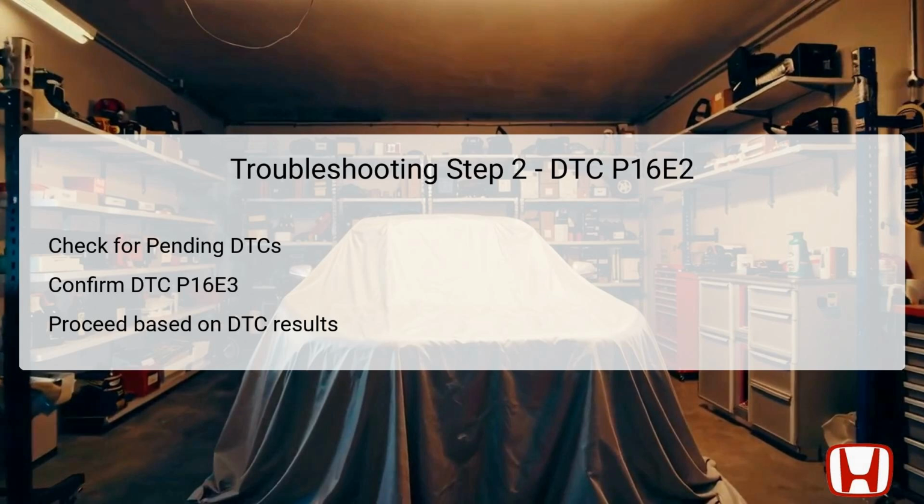During the second troubleshooting step, check again for any pending or confirmed DTCs using the HDS. Particularly, confirm if DTC P16E2 indicates a PGM-FI battery sensor LIN communication error. If DTC P16E2 is present, proceed directly to Step 4 outlined in the troubleshooting protocol. If not, move to Step 3.